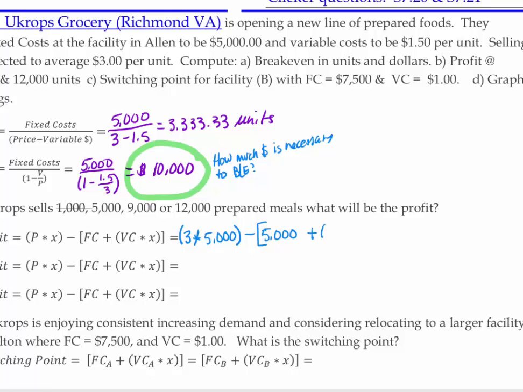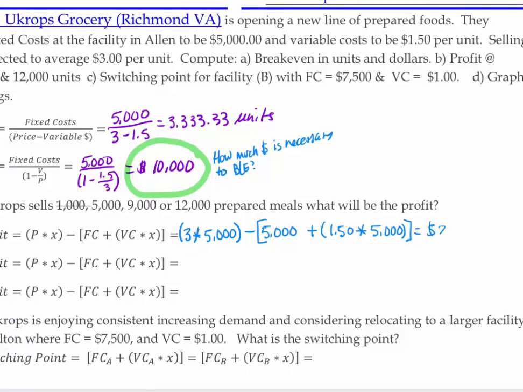plus we have to also pay the variable costs associated with that product. And the variable cost for this one is $1.50, I believe. Multiplied by the 5,000 units that we're producing. So with this method here, we would make a profit of 2,500.